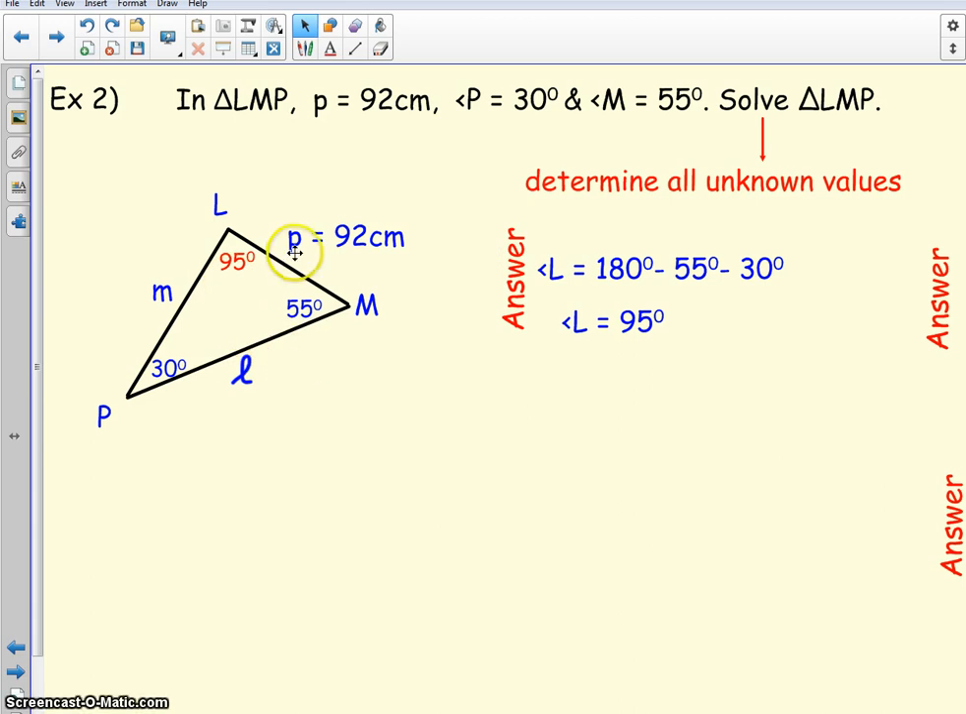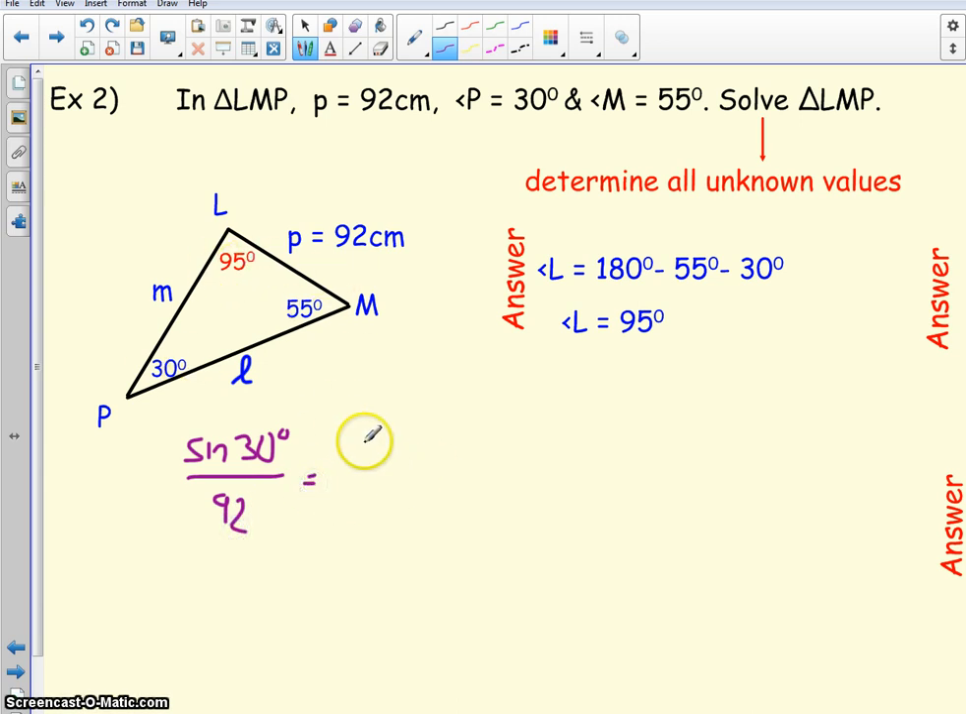So when you're solving now, do we have an angle side pair? Yes, we do. We have the angle P and side P, so now we can use sine law to solve for something. So you can choose whether you want to solve for side L or side M first. If you're solving for L, you will have the equation of sine 30 degrees over 92. Okay, that comes from angle P and side P.